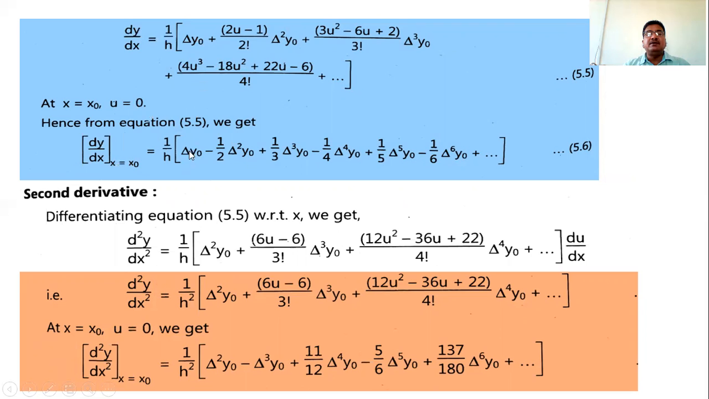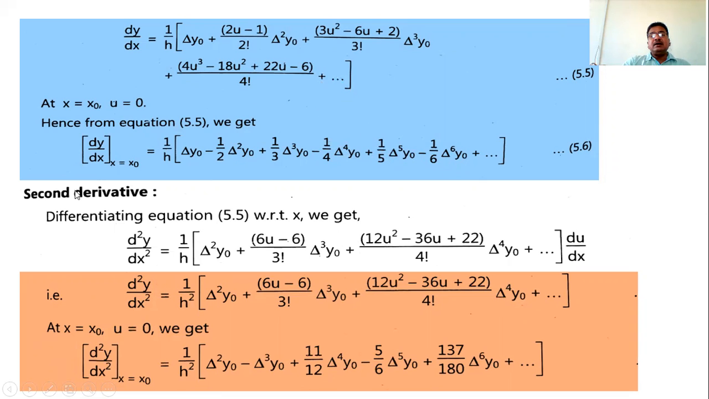1 by h delta y naught minus 1 half. Substituting u as 0, minus 1 by 2 factorial means 1 half delta square y naught. Then 2 by 6, as 3 factorial means 6, so 2 by 6 is 1 by 3, 1 by 3 delta cube y naught. Then we have minus 6 by 4 factorial, that is minus 1 by 4 delta raised to 4 y naught. In this way, if you find further terms, the next term is plus 1 by 5 delta raised to 5 y naught minus 1 by 6 delta raised to 6 y naught.